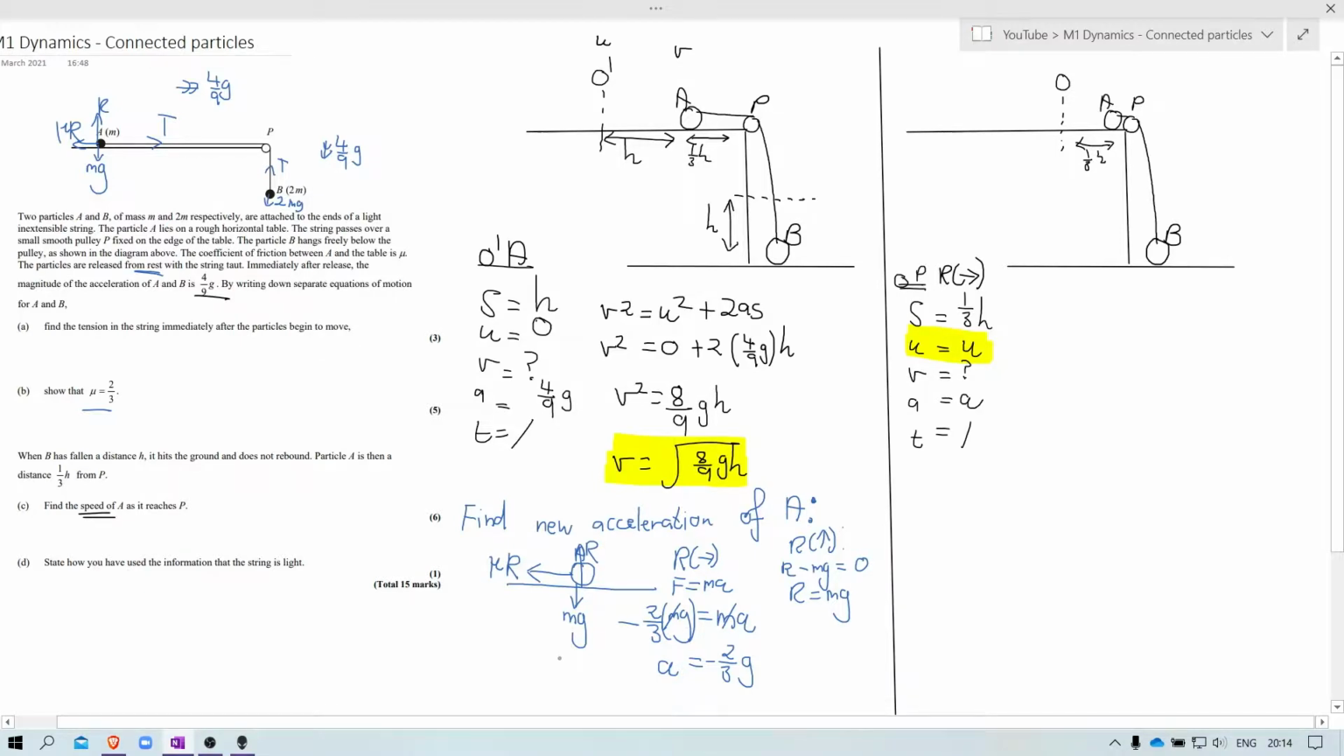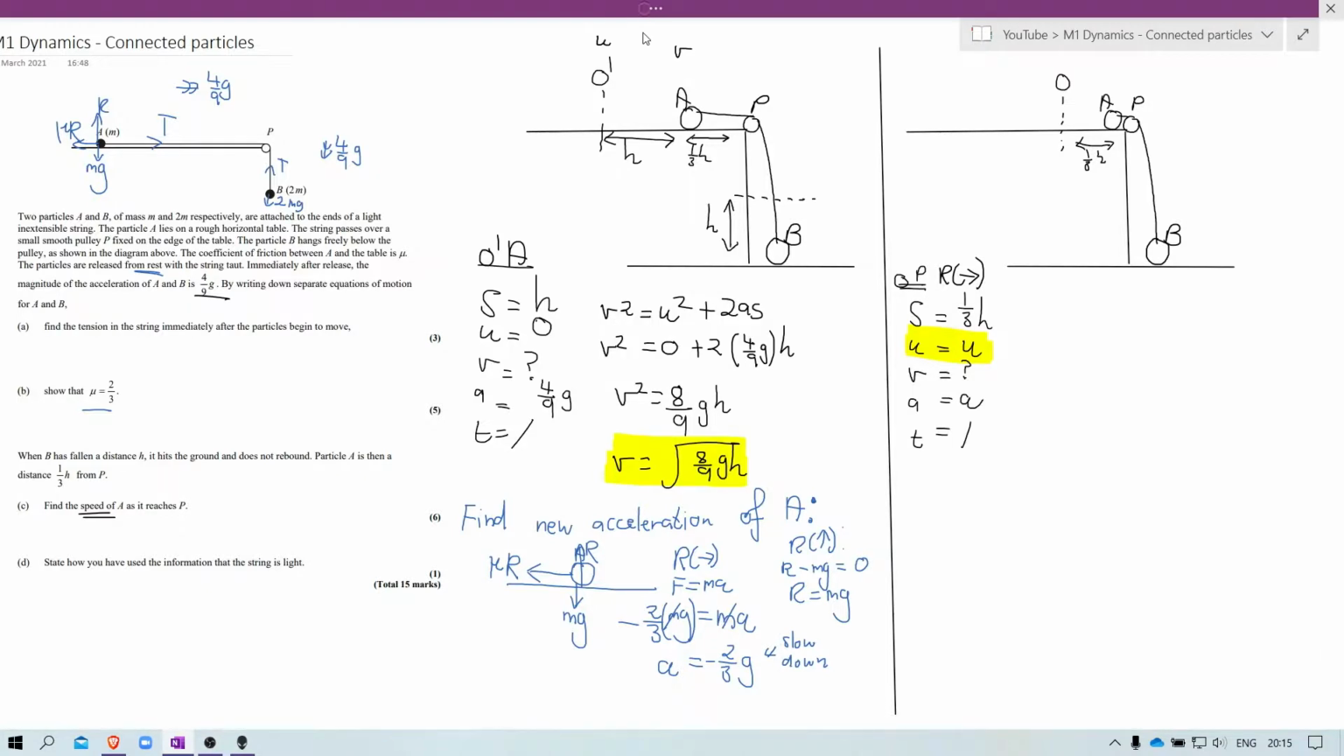Now, what do we call a negative acceleration? We call a negative acceleration deceleration. Why do we call it deceleration? Because it's the opposite of acceleration. It's slowing down. Okay, cool. And it's going to slow down, so we expect the velocity at P to be less than this, the square root of 8 over 9 gh.